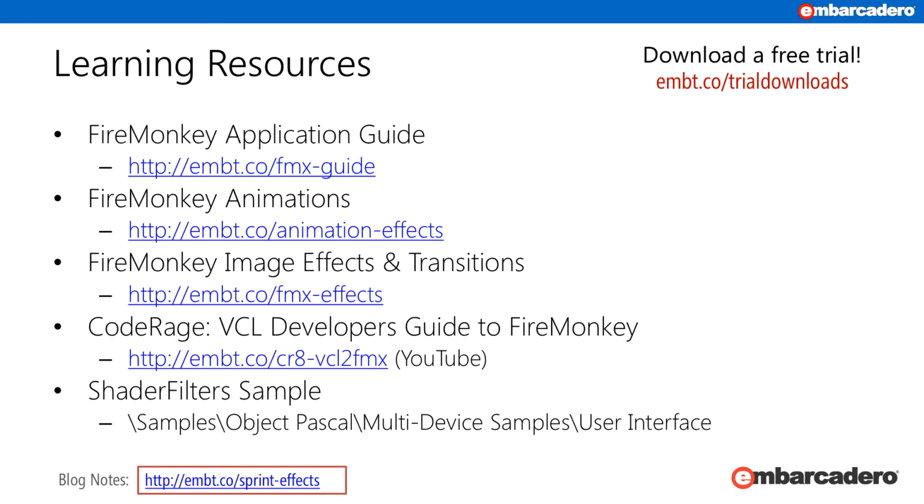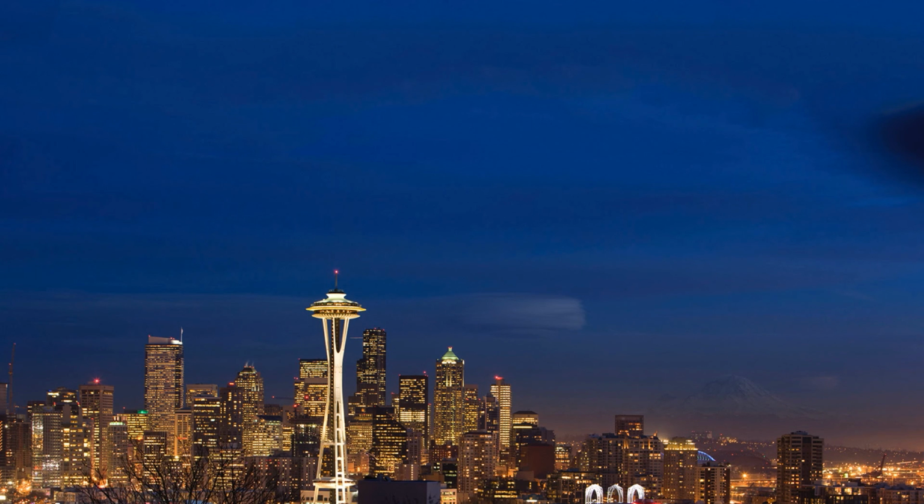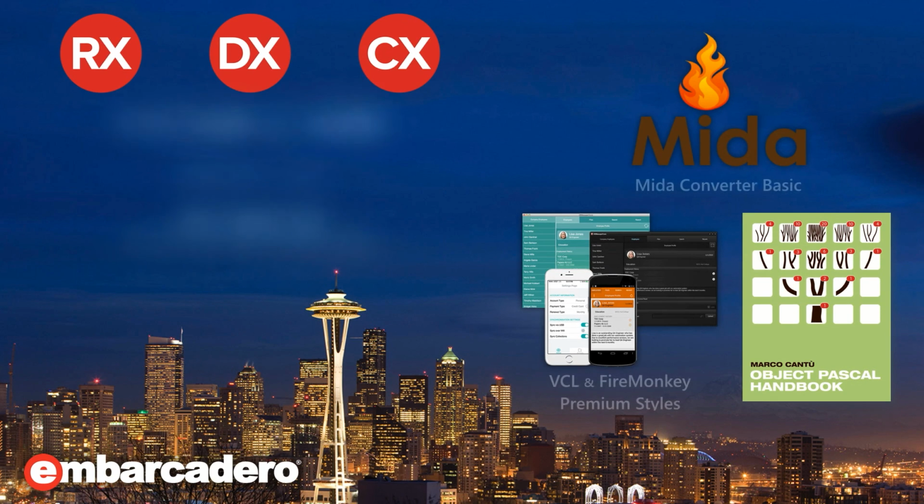The shader filter sample we ship is available right there, which I showed you, and it shows applying all of the different effects to the image. But if you want to download the example code I have, you can check that out at the blog notes link, which is embt.co/sprint-effects.